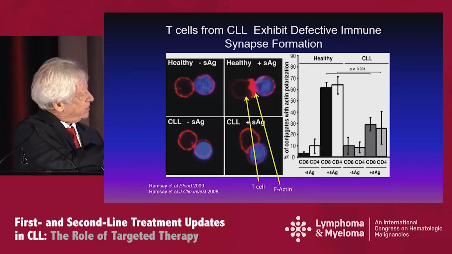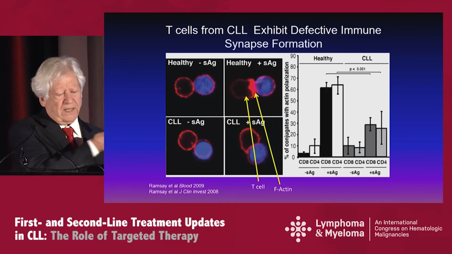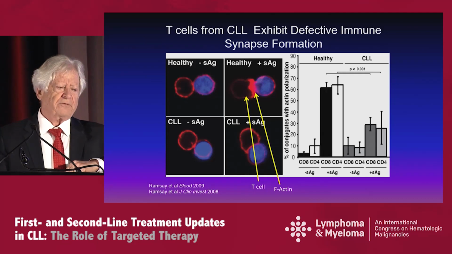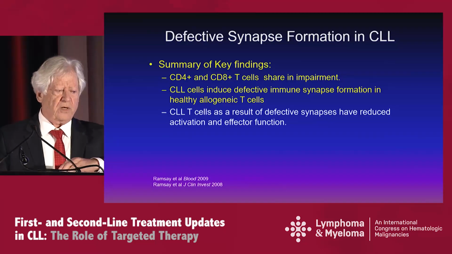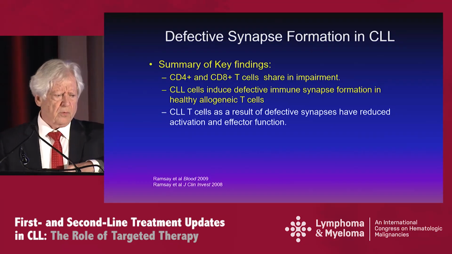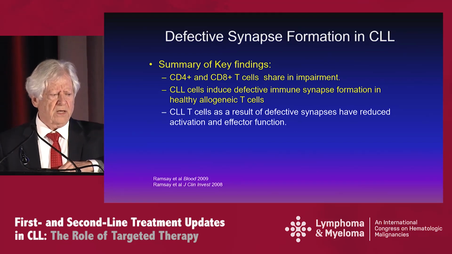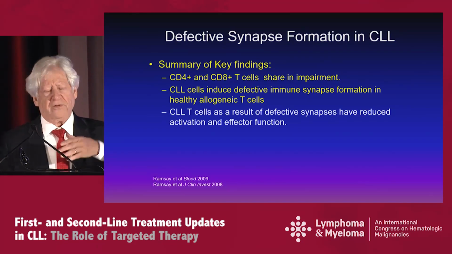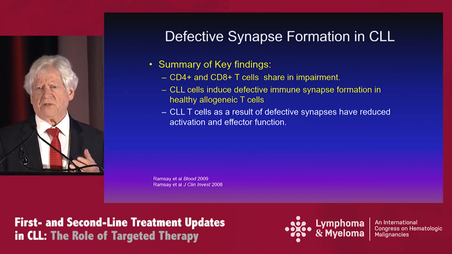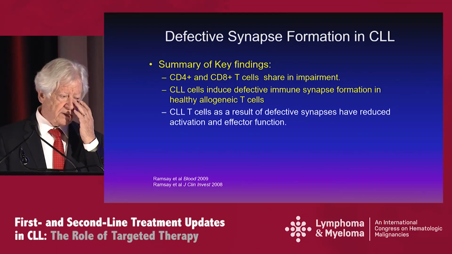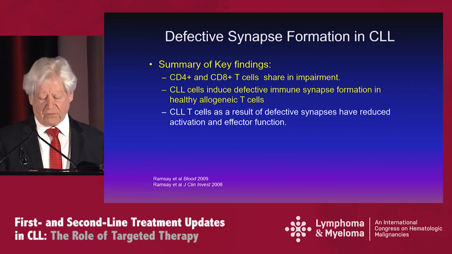And Alan has gone on to show it's both CD4 and CD8 cells that suffer from this defective immune synapse formation. Just summarizing some of the more recent work that he's done, I've mentioned the CD4 and CD8 T cells share in this impairment. CLL cells can actually induce this defective synapse in healthy cells. And CLL T cells, as a result of defective synapse, have reduced activation and effector function.